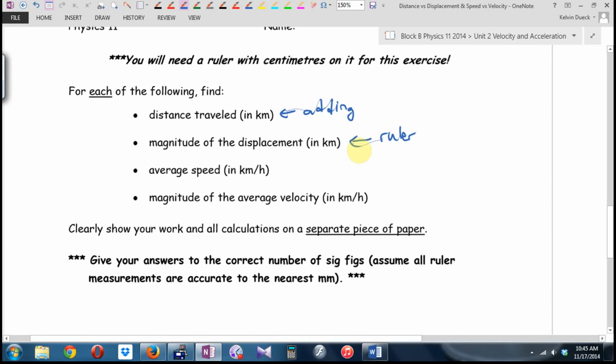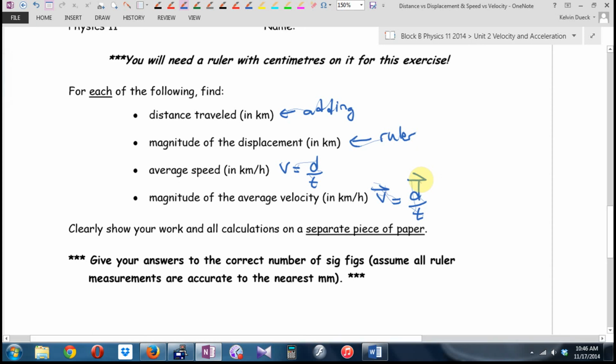Find the average speed. Now, average speed, symbol v, is the distance over the time, and we'll go in kilometers per hour. So the times I'm going to give you are in hours, and the distances that you're going to get are in kilometers. And then find the average velocity, which is going to be displacement over time. And displacement is going to be measured with your ruler.